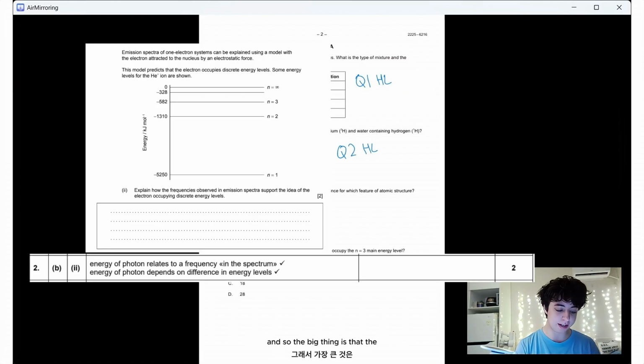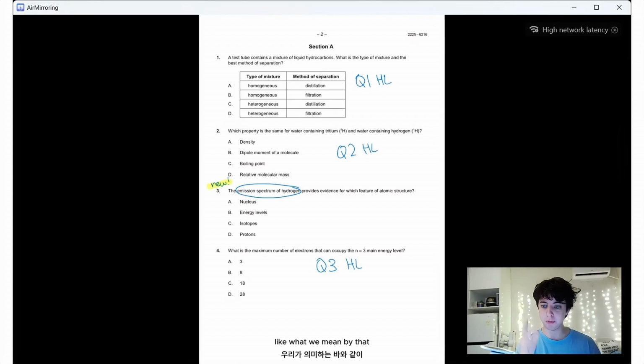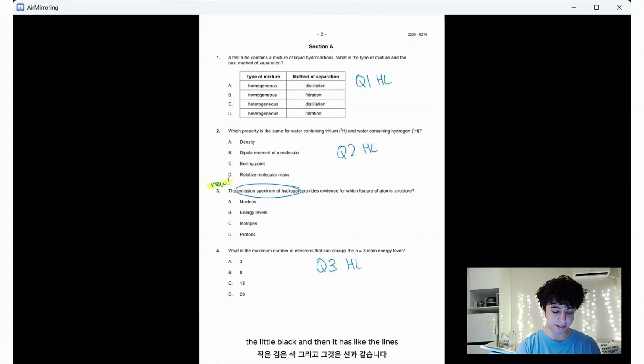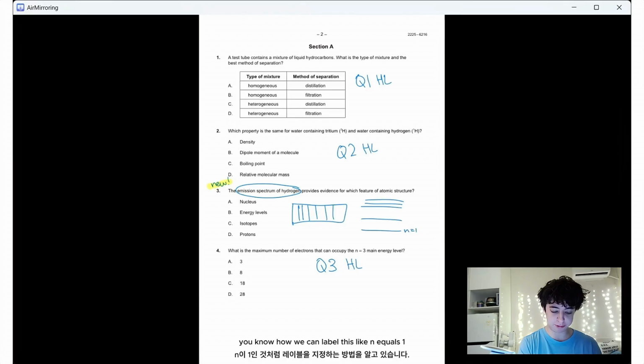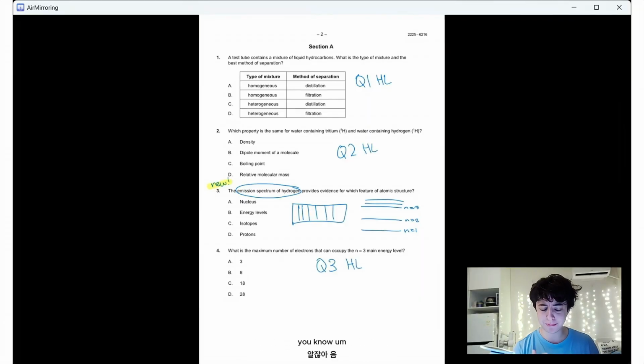And so the big thing is the emission spectrum of hydrogen, what we mean by that: those funny little lines on the black background, which can correspond to that diagram. You know how we can label this n equals 1, n equals 2, n equals 3, and it converges at n equals infinity, right? And so whenever we're thinking about this, it's literally a matter of which of these options we can label on any of these diagrams.